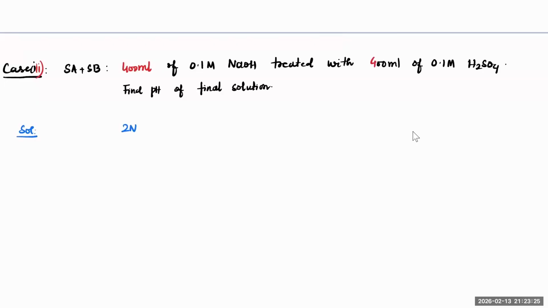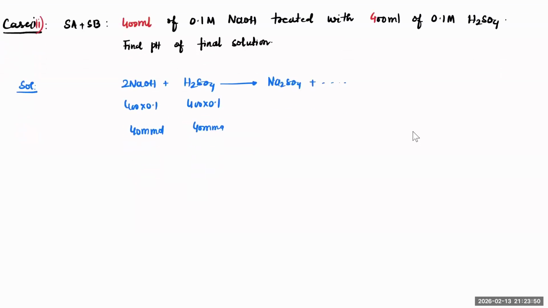So we have 2 NaOH plus H2SO4, in which this is 400 into 0.1 and this is also 400 into 0.1. So this one is 40 millimoles and this one is 40 millimoles as well. Both of them are giving Na2SO4, right? So I'm not writing anything further because you can clearly make out that in this case, NaOH is now limiting. So only 20 millimoles will be consumed here. So 20 will be remaining. 20 will be remaining.